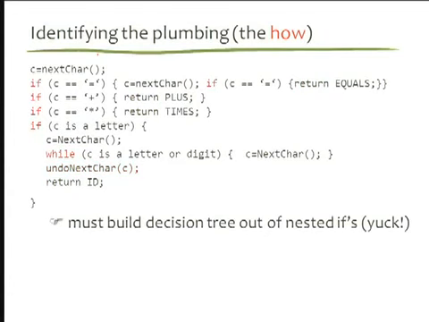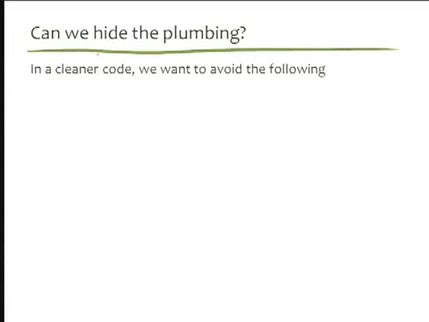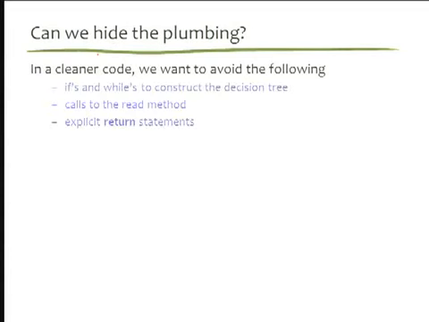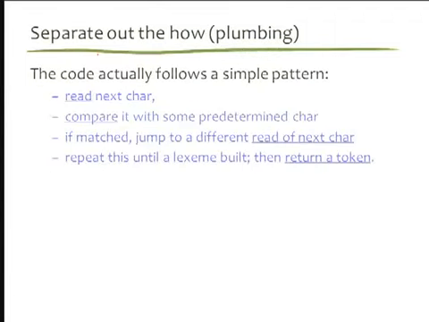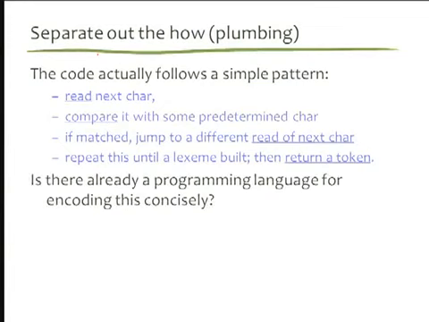Okay, so that's all. So can we hide the plumbing? Well, we would like to avoid building that tree. Call to the read method should be avoided. Call to the return. Explicit look-ahead code should not be there either. Okay? So ideally, we want code that looks just like that specification. So can we get close to that? Right. So what we want is to separate the how, the plumbing, how the computation proceeds, from the what, which is the description of what we want to do.